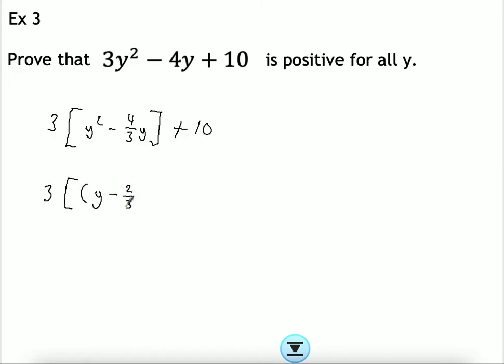So it's going to be y subtract 2/3 squared, and add 10. And then we're going to tidy this up slightly. So 3 lots of y subtract 2/3 squared, subtract 3 lots of 4 ninths. So 3 lots of 4/9 is 4/3. Add 10 is 34/3.